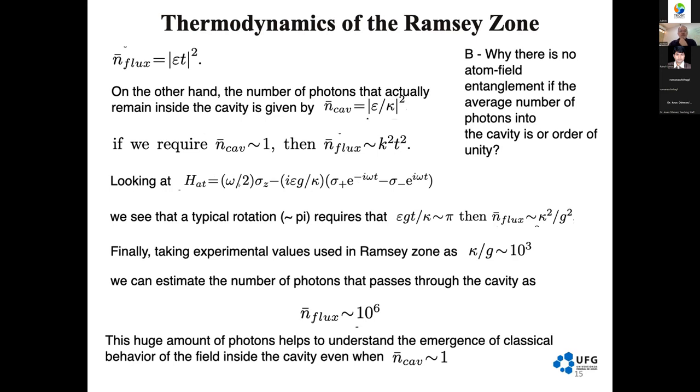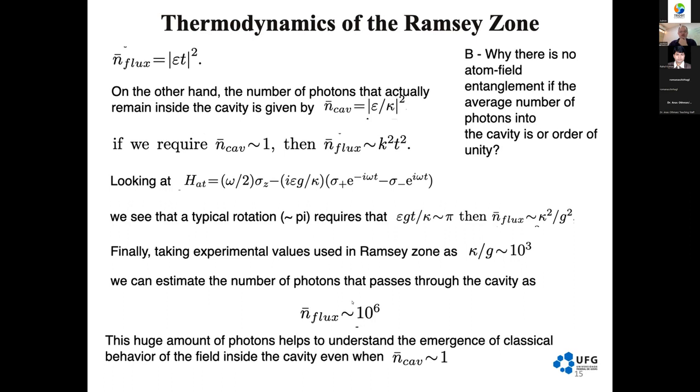And when we look at this Hamiltonian, we are able to analyze, when we require just a pi rotation, that this epsilon is G over kappa, of course, only in absolute value. The number of photons crossing the cavity is kappa squared over G squared. And finally, taking experimental values used in this reference I showed you from the German group and from the French group, we are able to estimate kappa over G as 10^3. So the total number that passes through the cavity is huge, of the order of 10^6.